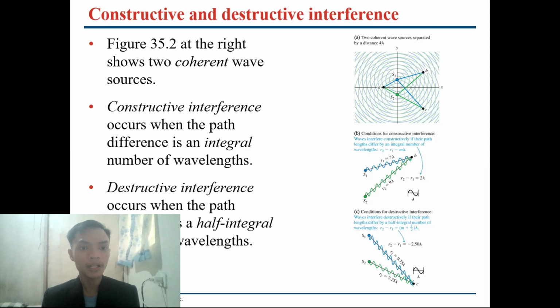Constructive interference occurs when the path difference is an integral number of wavelengths. So the crests meet the crests, producing bright regions. Meanwhile, destructive interference occurs when the path difference is a half integral number of wavelengths. So the crests meet the troughs, producing dark regions. And this alternating pattern of brightness and darkness is the hallmark of interference.